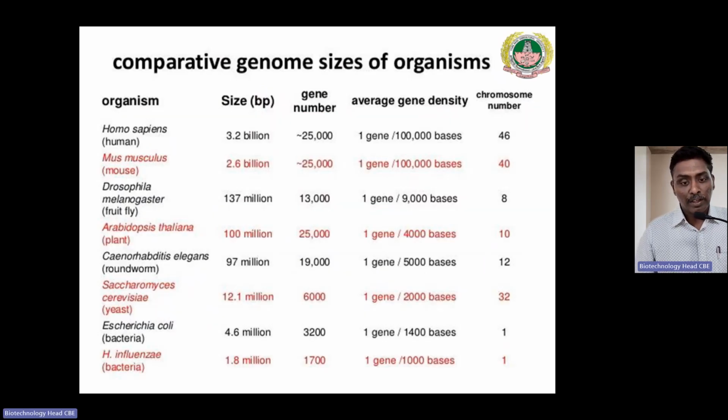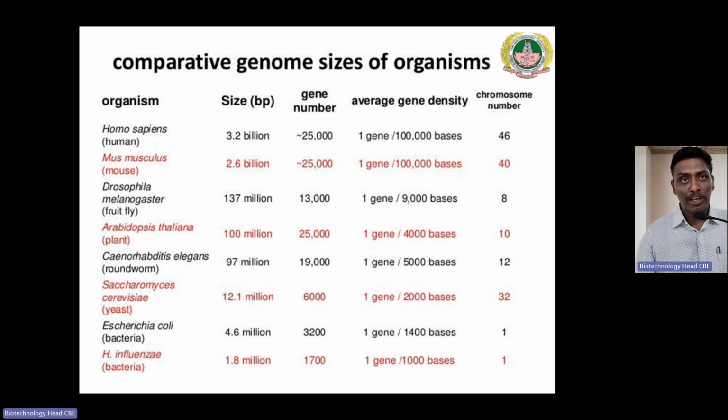Coming to the comparative genome size of organisms, the slide shows the important model organisms for developmental genetics, molecular biology, and microbiology. We see the genome size, the chromosome numbers, and how many genes are present in the genome. The first one is Homo sapiens. The genome size is 3.2 billion base pairs. It contains around 25,000 genes. It has 46 chromosomes.